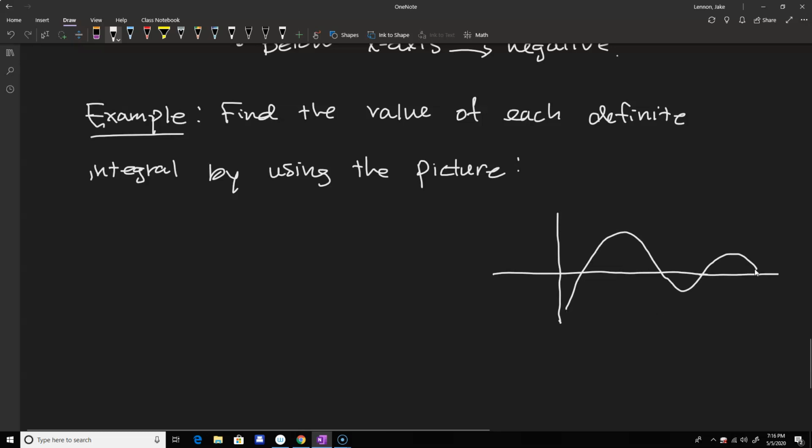We call this f of x, and then maybe these x values, we call this one a, this one b, this one c, this one d, and then maybe we know the area of each of these. So let's say this region right here has area 7, this region right here has area 3, and maybe this one right here has area 4.